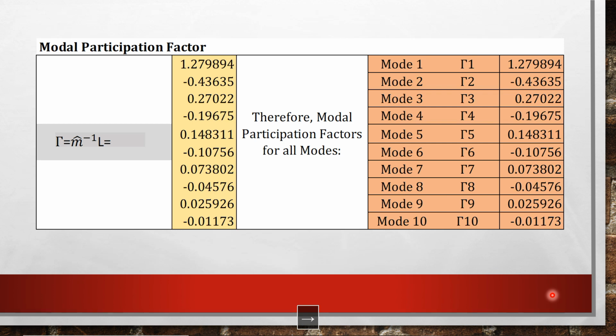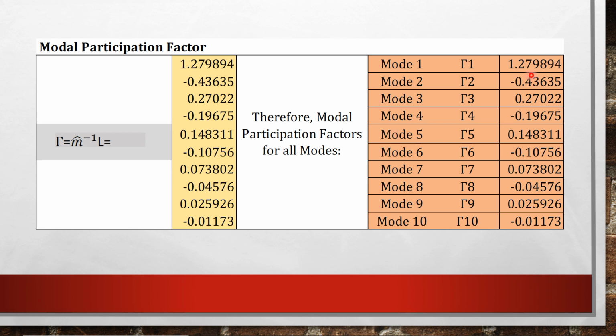Ayan, modal participation factor. Modal participation factor, or gamma, is equal to the M hat inverse times the coefficient vector L, which is 1.27 for mode 1, mode 2, mode 3, mode 4 to mode 10. Therefore, these are our modal participation factors for all modes. So, ito na yon. Ito yung mga value natin, no?